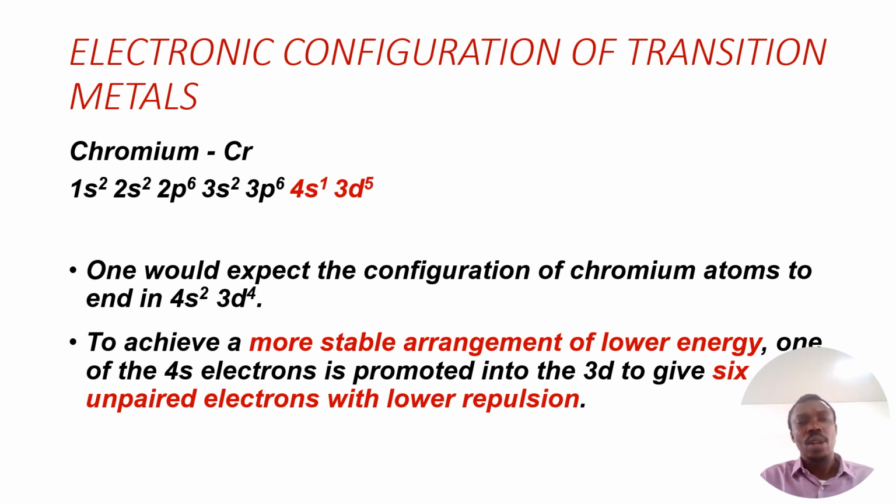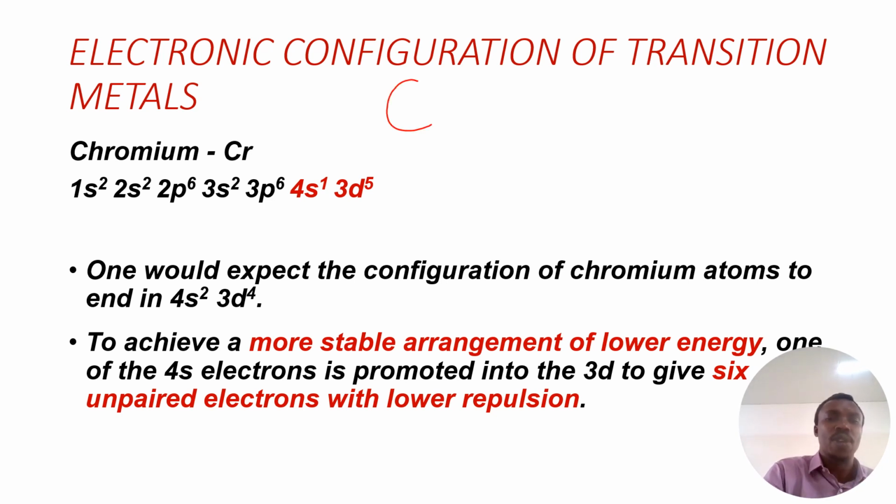If following the normal Aufbau principle, one would expect the electronic configuration of chromium to end in 4s2, 3d4. No. The reason is that special stability is assigned to half full and totally full d orbitals. So to achieve a more stable arrangement of lower energy, one of the 4s electrons is promoted into the 3d to give 6 unpaired electrons with lower repulsion.